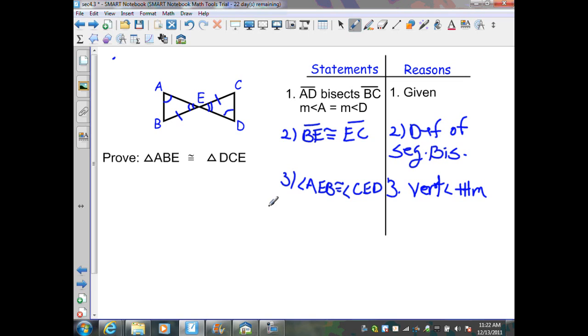Now, I can state that triangle ABE is congruent to triangle DCE. And the reason is angle, angle, side. And it's angle, angle, side because the congruent segments are not included between the two congruent angles.